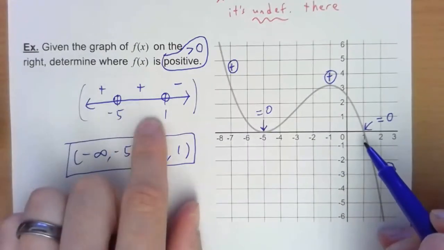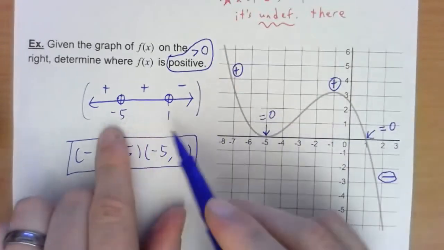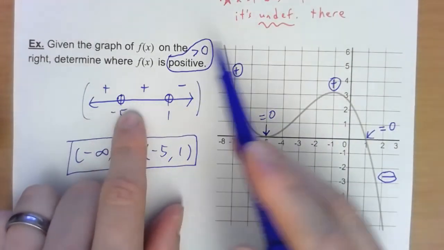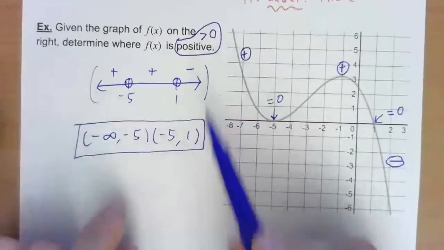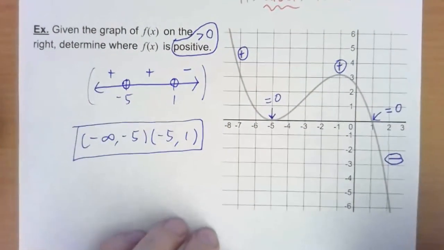So you didn't have to, but if you wanted to do a sign chart, the number line here would look like this. -5 and 1 are the critical points. They're open circles because it's a strict inequality. And then again, positive, we want those sections above the x-axis there.